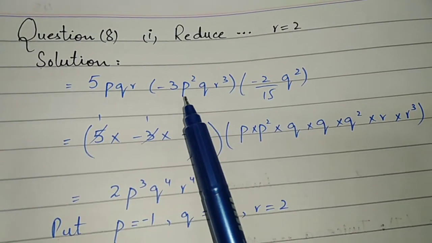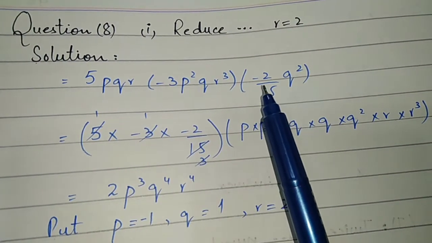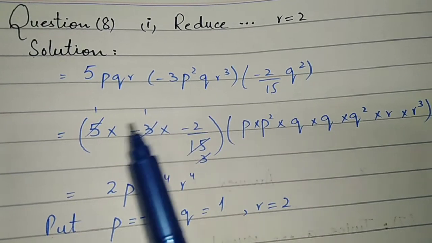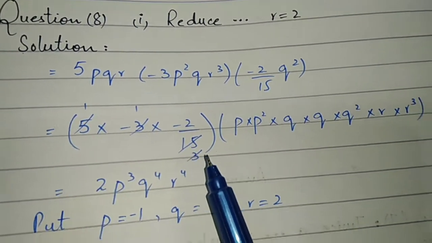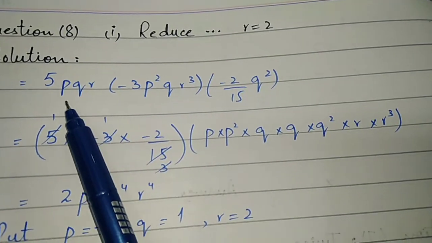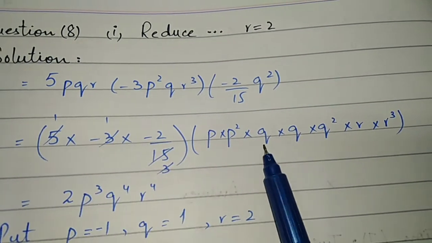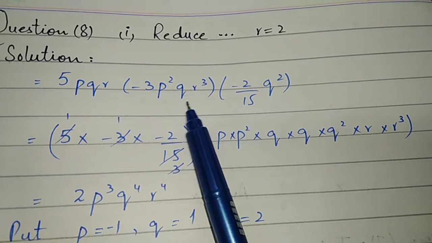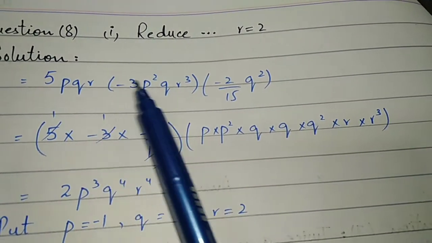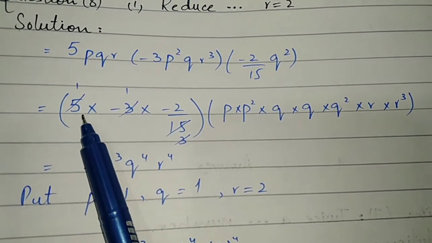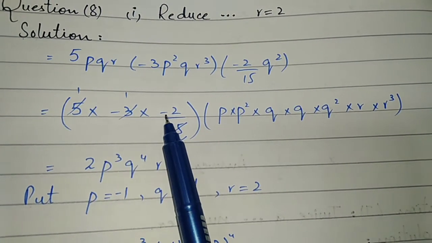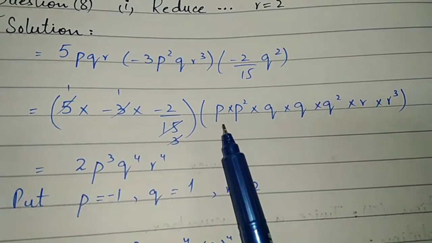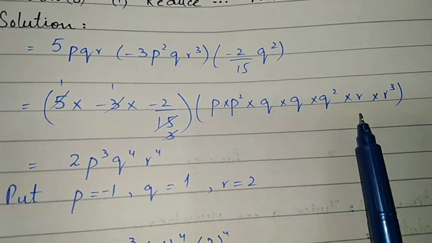5pqr times minus 3p square qr cube into minus 2 over 15 q square. 5 multiplied by minus 3 multiplied by minus 2 over 15. Now p times p square, q times q square, r times r cube. 5 ones are 5 and 5 threes are 15. Now 3 ones are 3 and 3 ones are 3. Negative negative positive 2 p cube q4 r4.